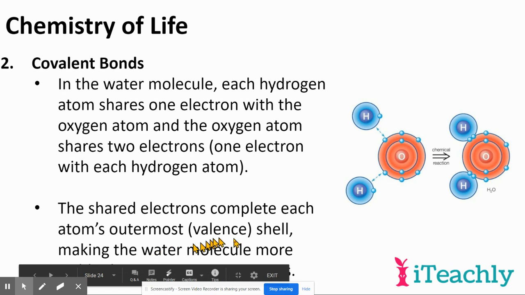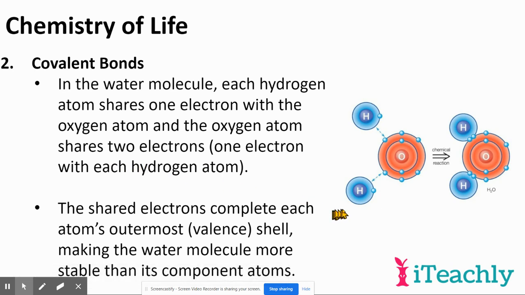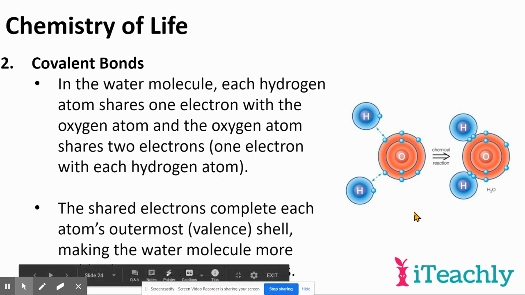Okay, so actually when you fill your outer electron shell, your water molecule is more stable than its component atoms, right? So that's what it says at the bottom there.